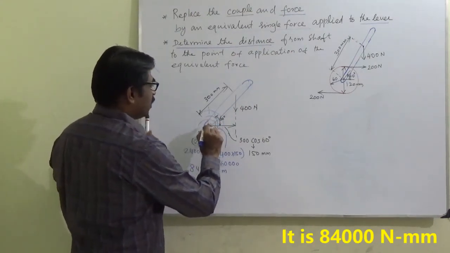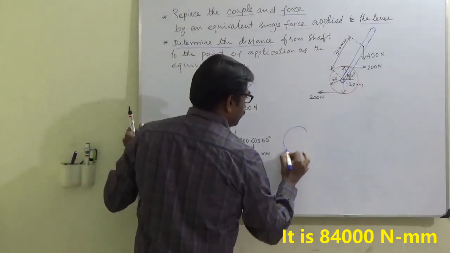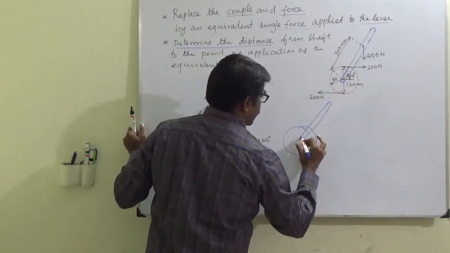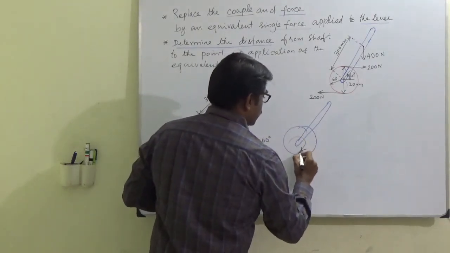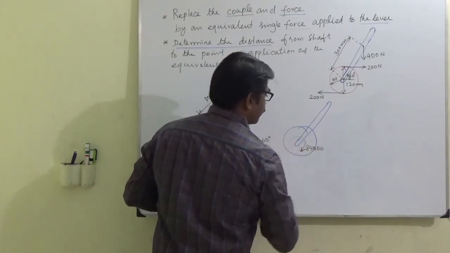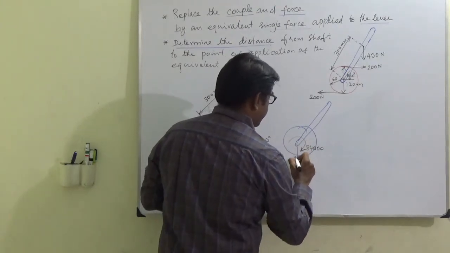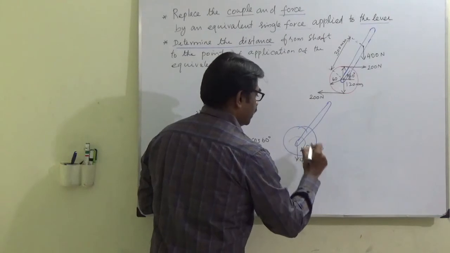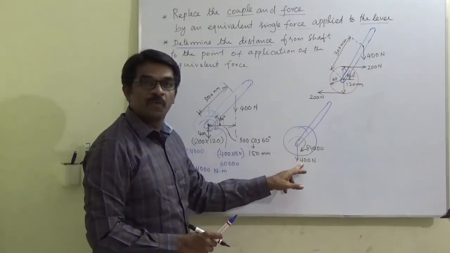So now if I have to draw another diagram, what is happening? Couple 84,000 and force is here 400 Newton. So we know the couple, we know the force.